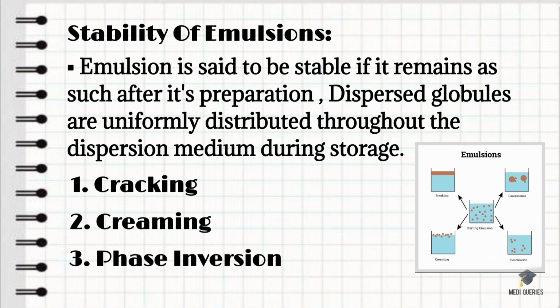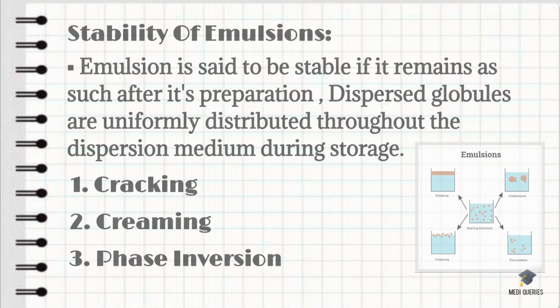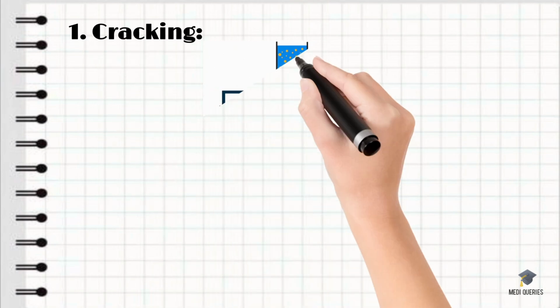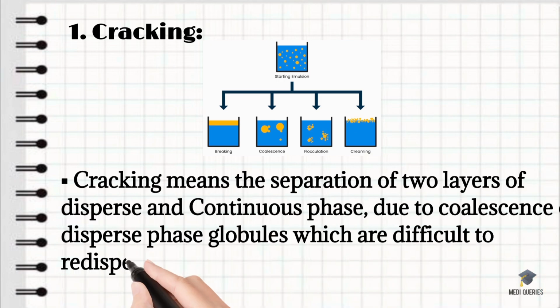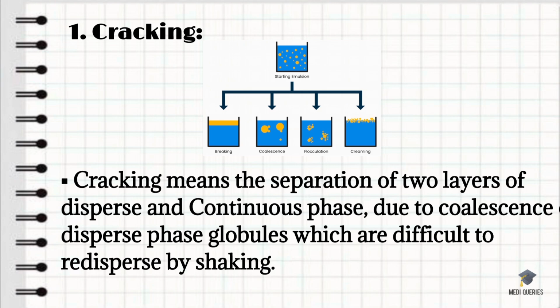Okay, three changes usually occur during the storage of an emulsion: cracking, creaming and phase inversion. The first one is cracking. Cracking means the separation of the two layers of the dispersed and the continuous phase due to the coalescence of the dispersed phase globules, which are difficult to redisperse by shaking. Cracking may occur due to various reasons, like addition of an emulsifying agent of the opposite type, decomposition or precipitation of the emulsifying agent, addition of a common solvent, microorganisms, changes in temperature, or creaming. So for all these reasons there is a chance of cracking of the emulsion.